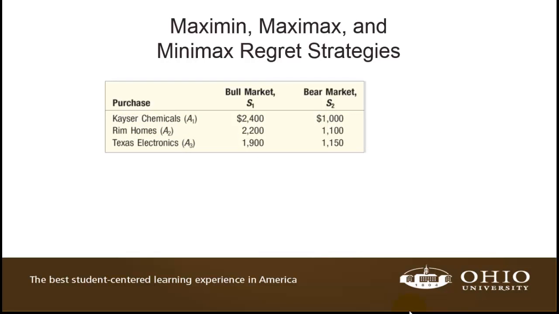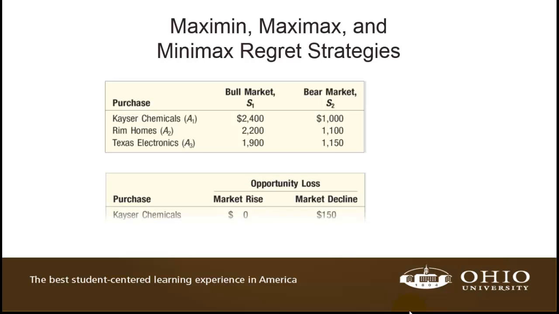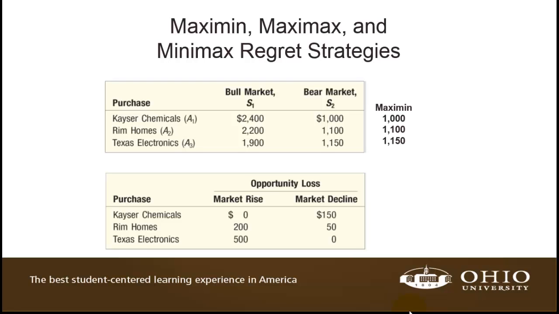So let's go back again and look at our payoff matrix. And we have the opportunity loss matrix as well. We've seen both of those already. So what we're doing in Maxi-Min is we are asking ourselves, what's the worst case right here? If we choose Kaiser Chemicals, what's the worst case? What's the minimum we would make? And that's $1,000, $1,100, and $1,050.